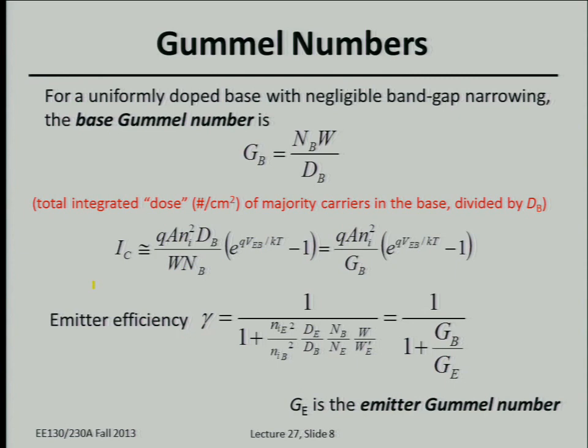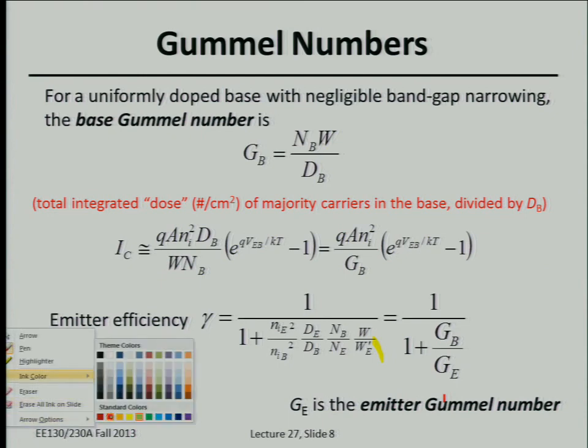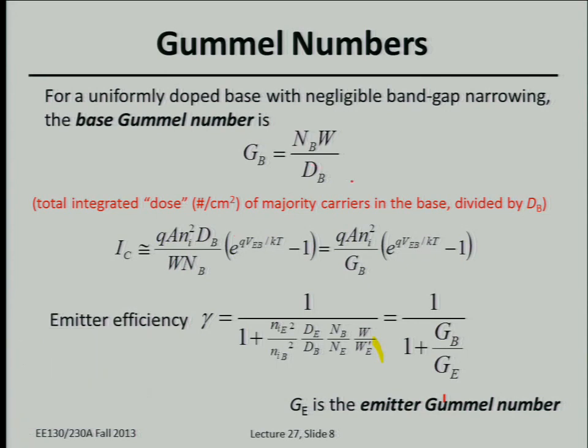Okay, so the equations that we developed last time were pretty simple because we assumed uniformly doped emitter, base, and collector junctions. In reality, these regions are not uniformly doped, and I'll sketch that on the next slide. But let's just introduce the concept of a Gummel number. On this slide, the Gummel number is essentially defined to be the total dopant concentration per unit area in the base, and then you normalize it, or weight it, by the diffusion constant. This is the definition for a uniformly doped base.